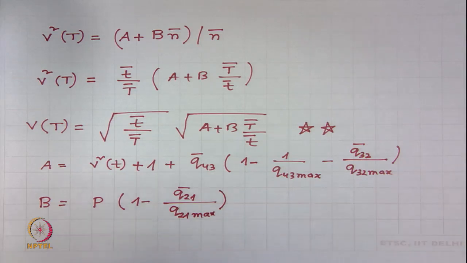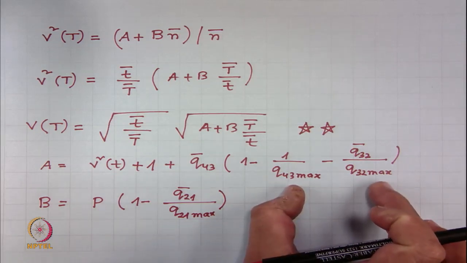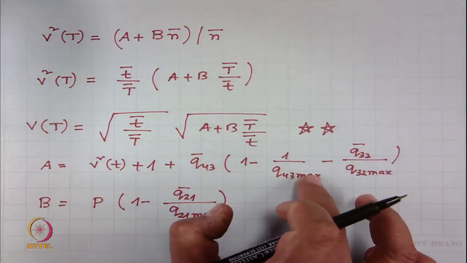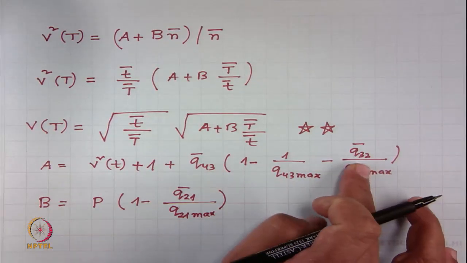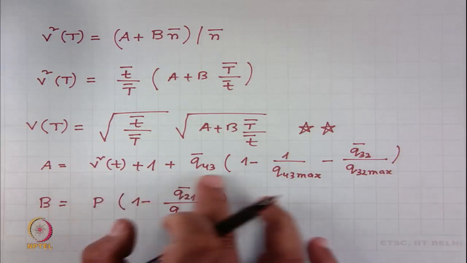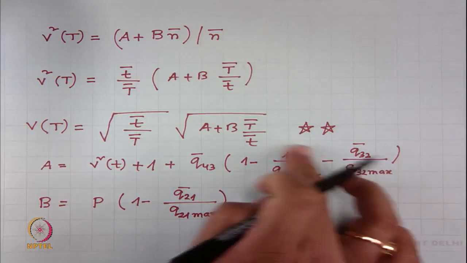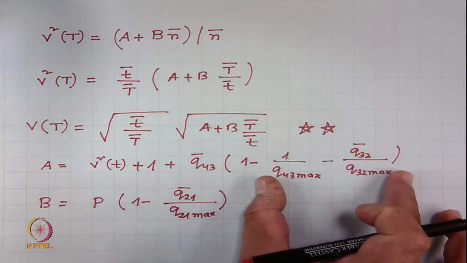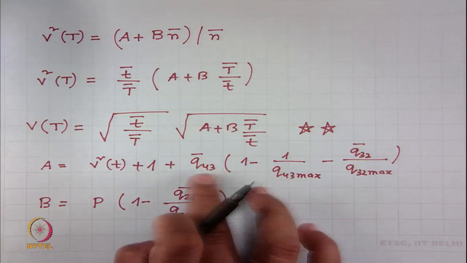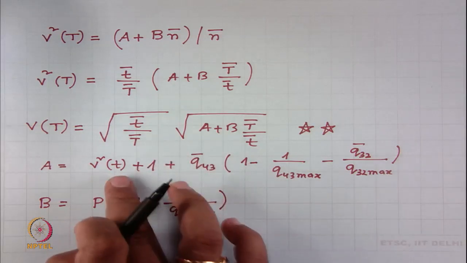Now, a small note here. If these two maximum quantities are very large in number, then this fraction becomes small, so there is no problem in A. However, if this is very small, then this fraction is very large. A large quantity is subtracted from 1, so this whole can be negative. So, v square t plus 1 can be less than A.